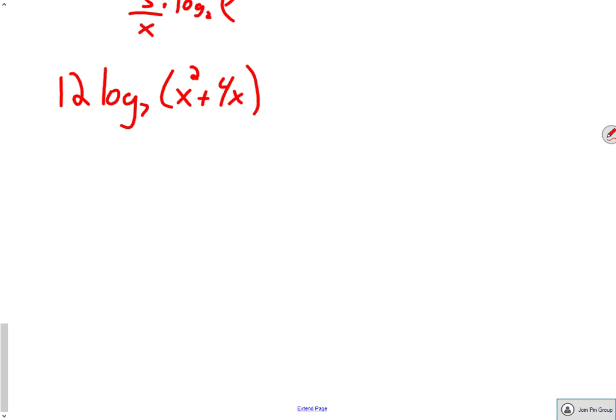So whenever you have a constant here up front, just leave it there. You don't do anything to it. You don't have to make it a power. You don't have to take the derivative of it. You just leave it there.